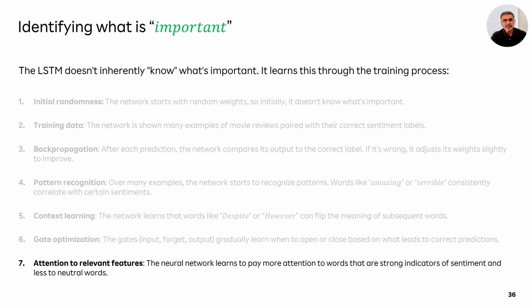It'll also start to look at which words are strong indicators of a positive, a negative or a neutral sentiment. And all this goes back to its prediction and the ground truth value that says what is the actual sentiment conveyed by the movie review. So using these gates and this long-term memory and short-term memory, the LSTM starts to figure out what is important and what is not important.